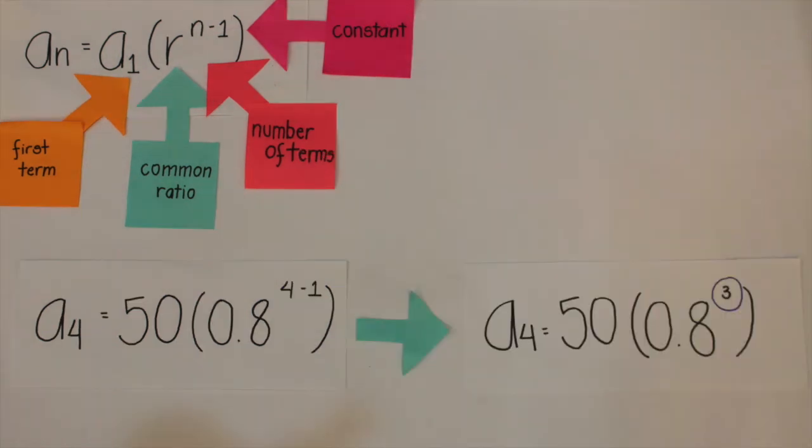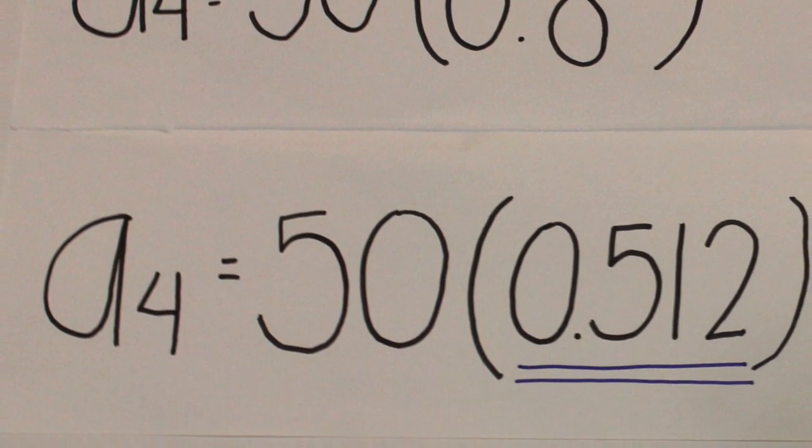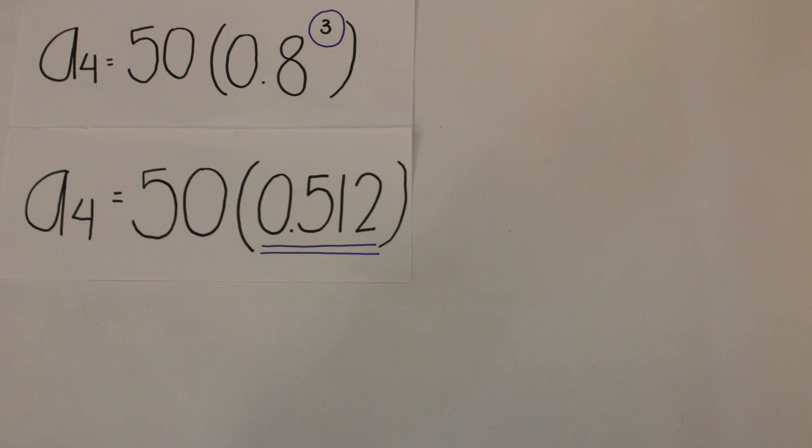Fourth step, start with r and its exponent, so 4 minus 1 is 3. You raise 0.8 to the power of 3 and the answer is 0.512. Now your equation will be a sub 4 equals 50 times 0.512.